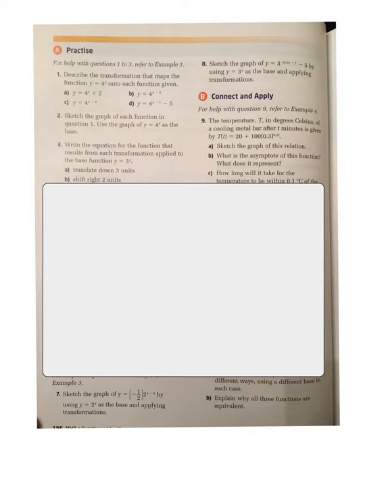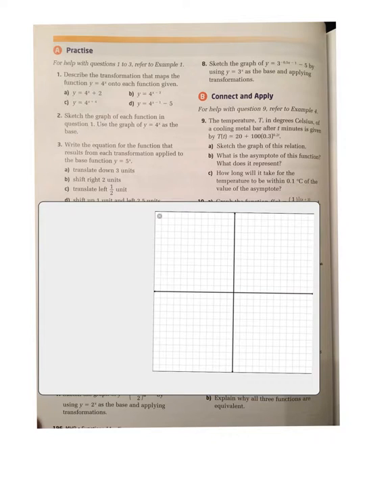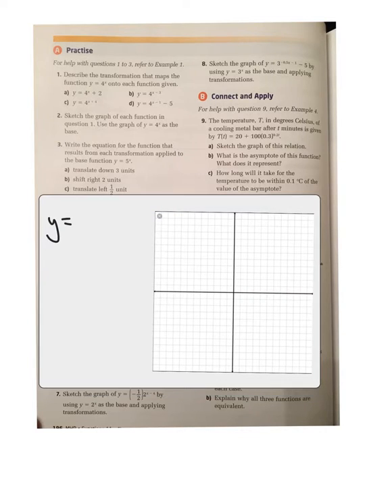Question 7: sketch the graph of y equals negative 1/2 times 2 to the x minus 4. Well, you know the original graph, so y equals negative 1/2 times 2 to the x minus 4.